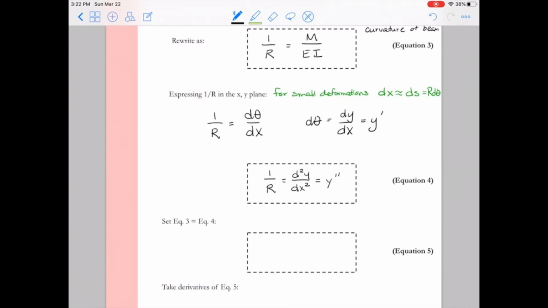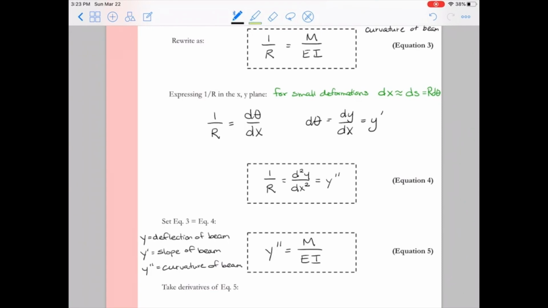I got equation 3 from our earlier relationships. I'm going to set those two equal to one another, and I basically get y double prime equals M over EI. So this says that the second derivative of y with respect to x equals M over EI. This is kind of a big equation. And what does y mean? y is the deflection of the beam. So if y is the deflection of the beam in xy coordinates, y prime is the slope of the beam in xy coordinates, and then y double prime is the curvature of the beam in xy coordinates.